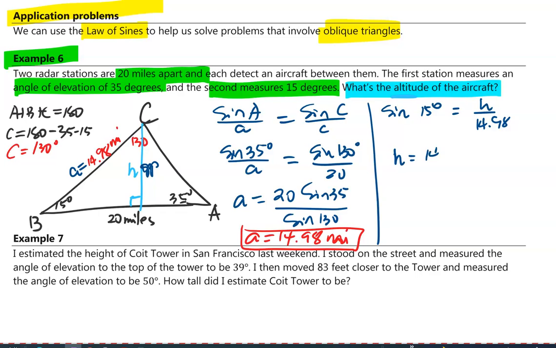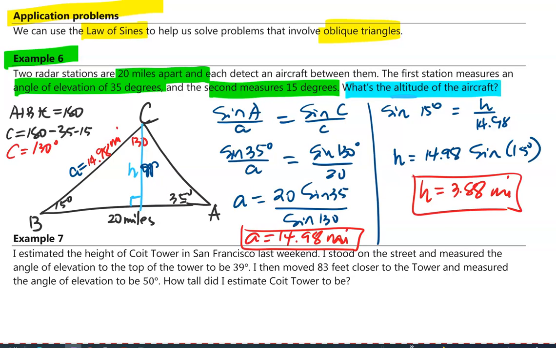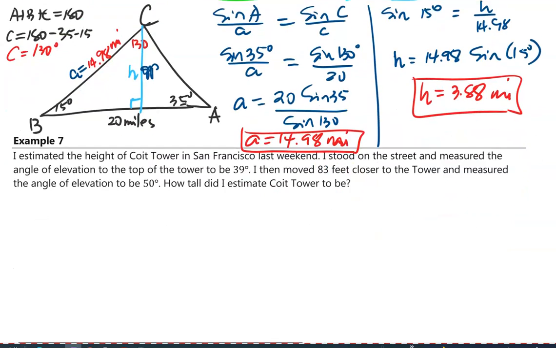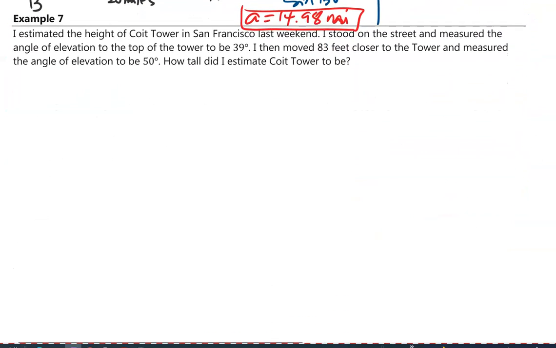So 14.98 times sine of 15 degrees, and you will get h is equal to 3.88 miles. Okay. Next, example number 7.